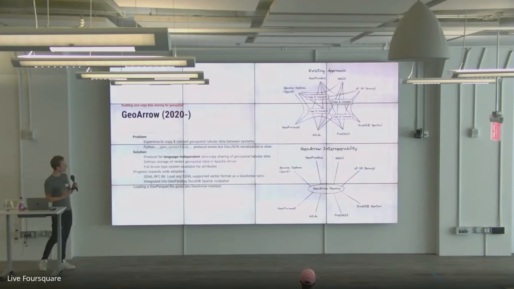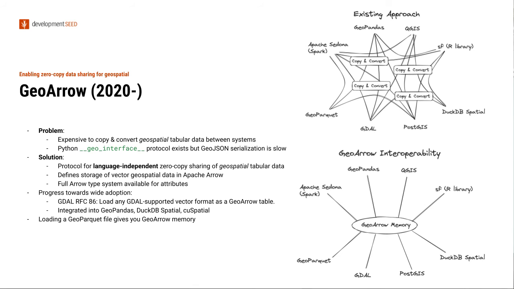And so in geospatial, we really have the same issue. You can paint the same picture in the top right: we have data frame libraries, we have databases, we have systems on Spark, we have file formats. And right now, it's really difficult to move the data in between all of these different implementations. And so GeoArrow has been under development the past few years, and it allows all of these geospatial tabular data systems to talk with each other.